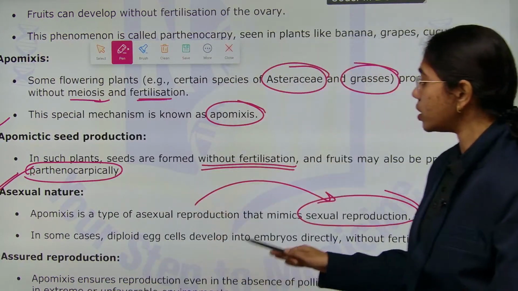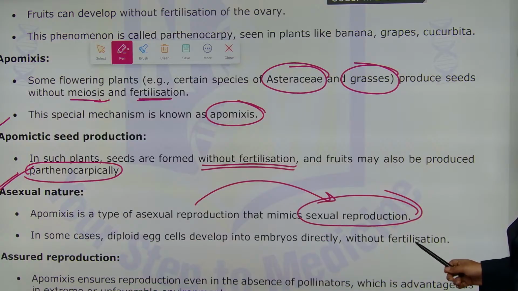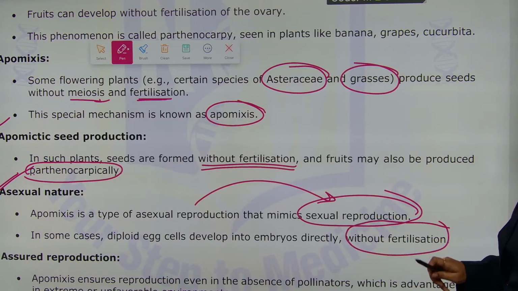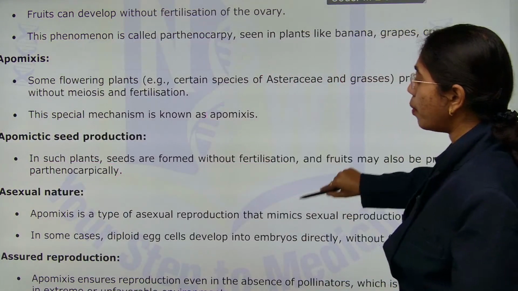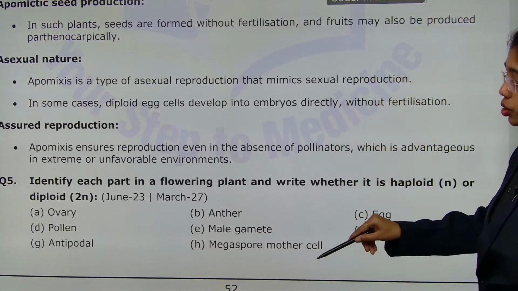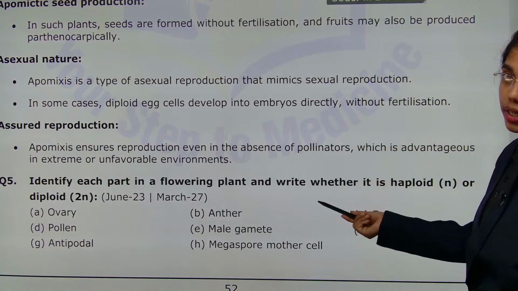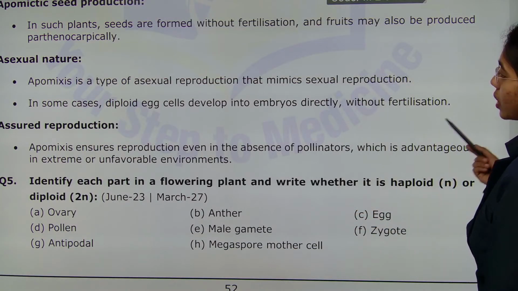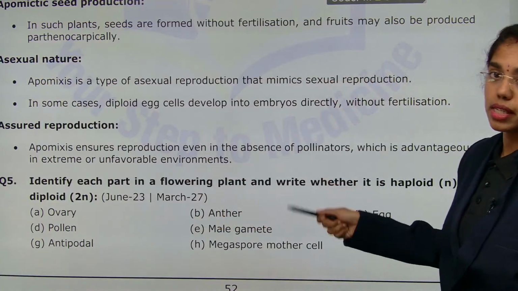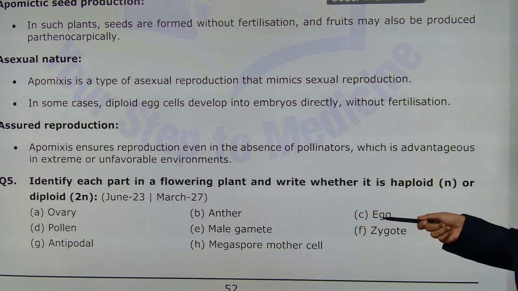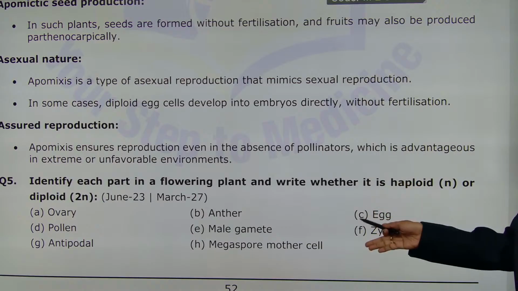In some cases, diploid egg cells will develop into embryos directly. This is also without fertilization. So, assured reproduction: apomixis ensures reproduction even in the absence of pollinators. That is one advantage, which is advantageous in extreme or unfavorable environments as well. Even when pollinators are not present, the reproduction takes place as usual.